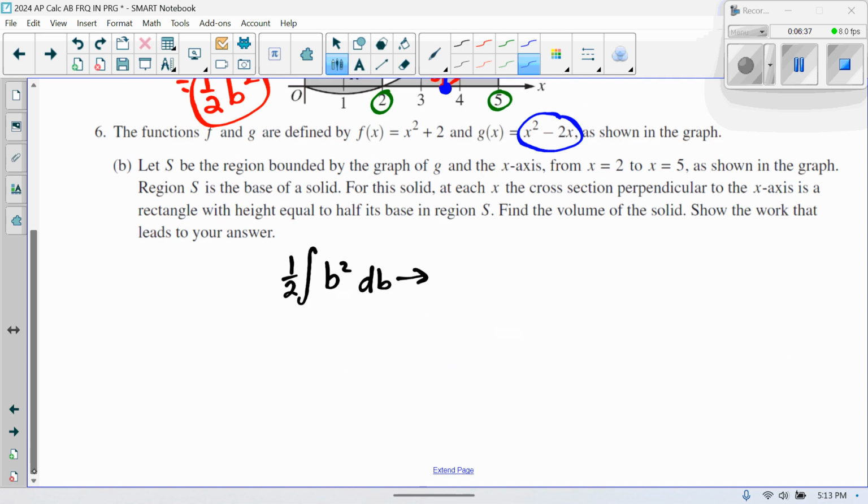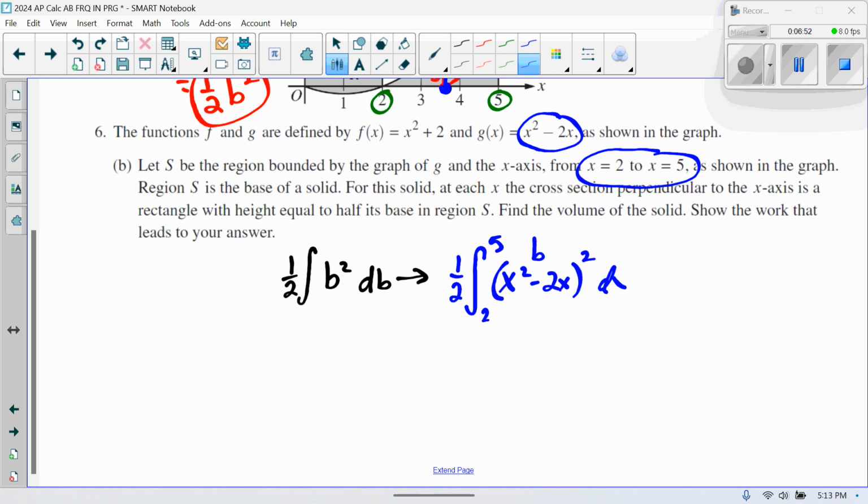All right? So now I've got 1/2 the integral. Remember, we're going from 2 to 5. That's what they tell us right here. Of x squared minus 2x, that's my base, squared dx. All right, this is going to be a lot of simple algebra, so just get used to it, okay?